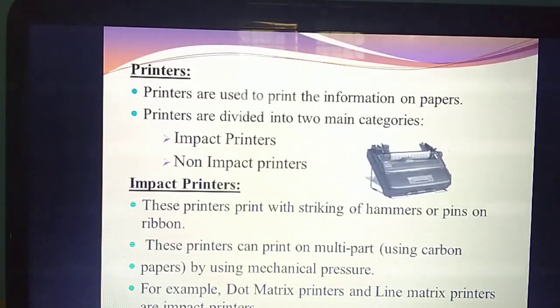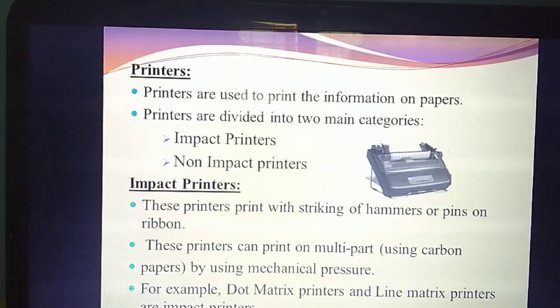Ribbon. When you give a print command, due to mechanical pressure, it will strike the particular hammers or pins present inside the printer. Then the ribbon is used to roll, and the particular things will print on the paper. Understand how it works? So inside impact printers, hammers or pins are connected through the ribbon. When you give print, mechanical pressure strikes the hammers or pins, and the ribbon rotates, so you get the printout on the paper.